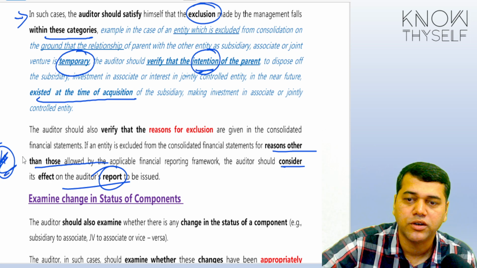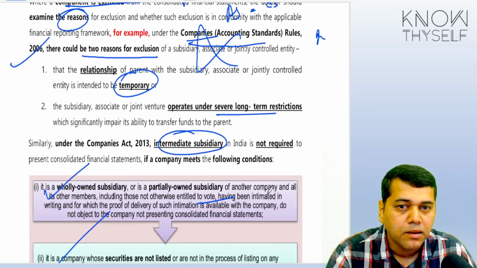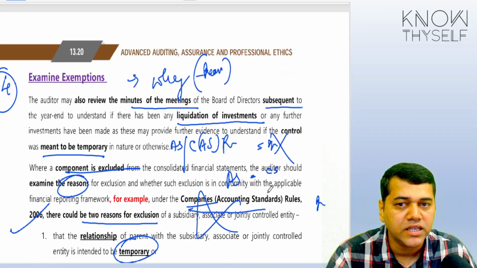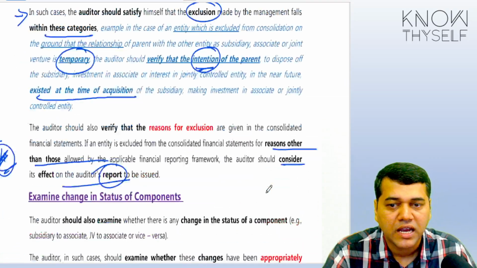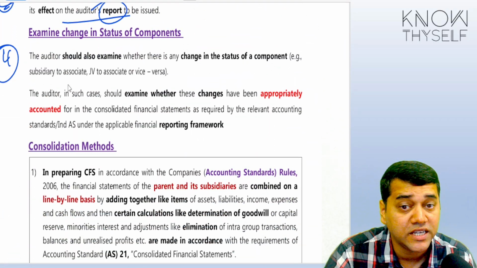So I hope students you are clear. So the procedure number 1 is to plan. Procedure number 2 is to understand the control. Procedure number 3 is to examine the exemptions. And procedure number 4, you have to examine changes in the status of components.